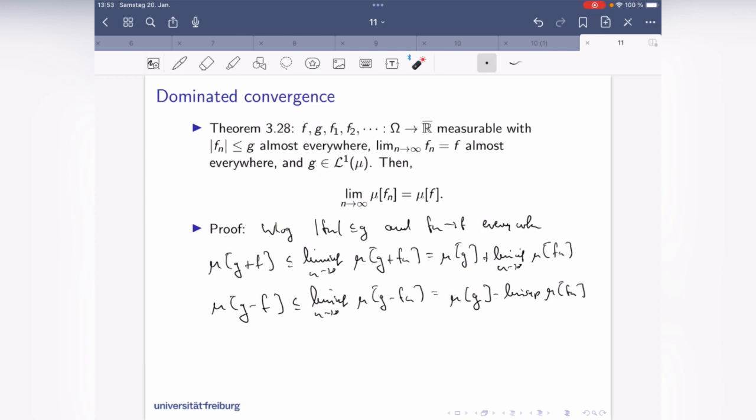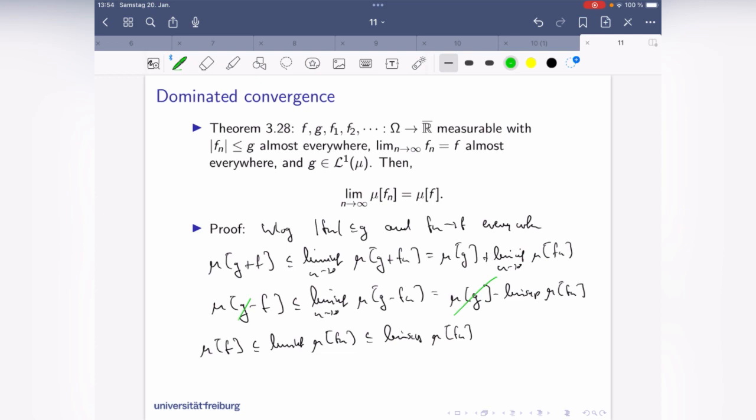Or mu of f is bigger or equal than lim sup mu fn. So I can have mu f from the first lines more equal than lim inf mu fn. This is of course more equal than lim sup mu fn. And lim sup mu fn, so when we multiply this line after subtracting the mu of g, so let me just do this here. So I get rid of this here.